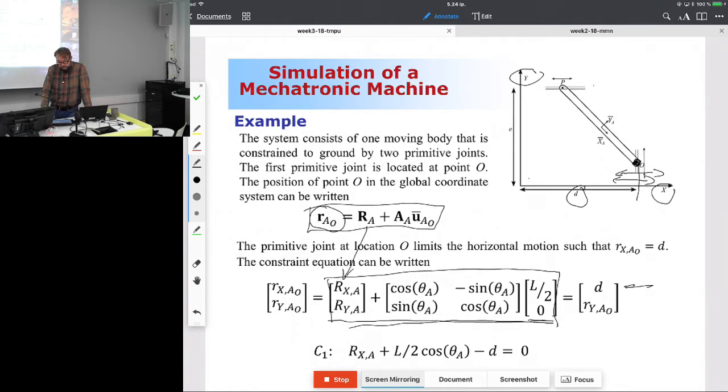So there are rx and ry, so translation along the global x and y direction. Then I have a 2 by 2 rotation matrix that accounts for the orientation of the body reference coordinate system. So I'm traveling here, I'm accounting for the rotations, and then I'm traveling here with the help of vector u bar. Vector u bar has a value of L divided by 2 and 0.